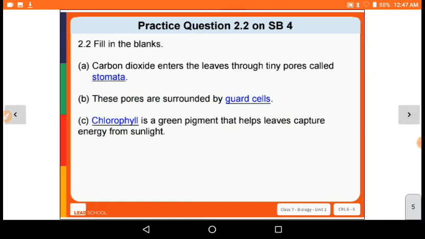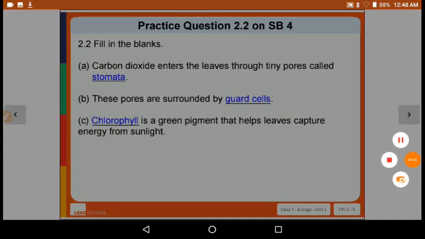Second question, fill in the blanks. Carbon dioxide enters the leaves through tiny pores called stomata. These pores are surrounded by guard cells, and chlorophyll is a green pigment that helps the leaf capture energy from sunlight.